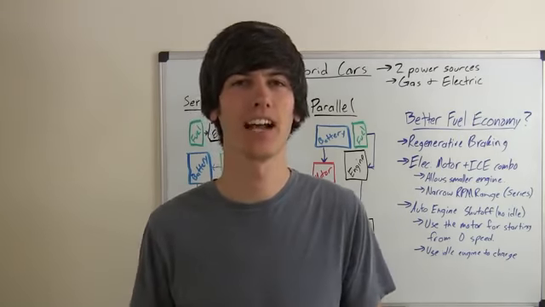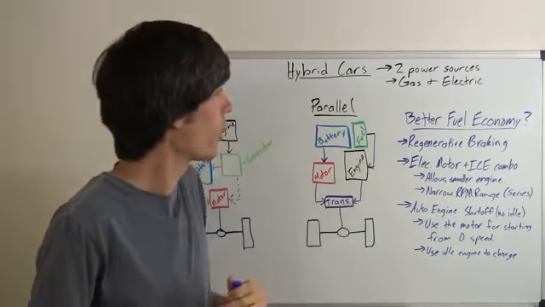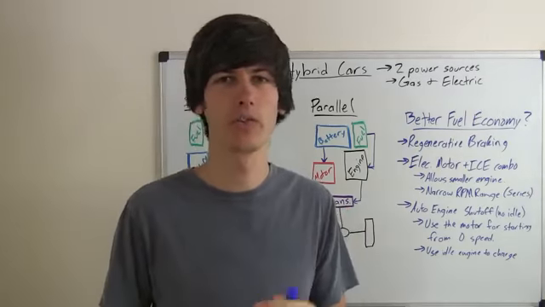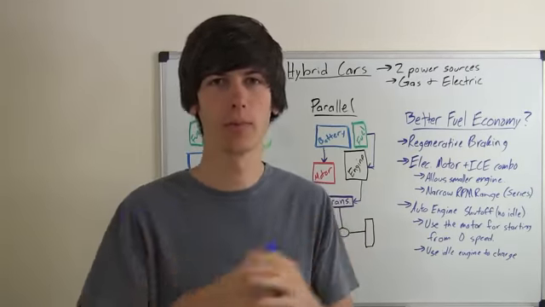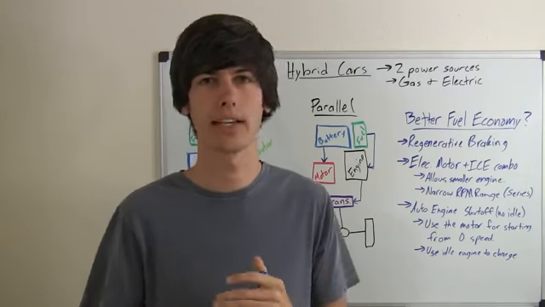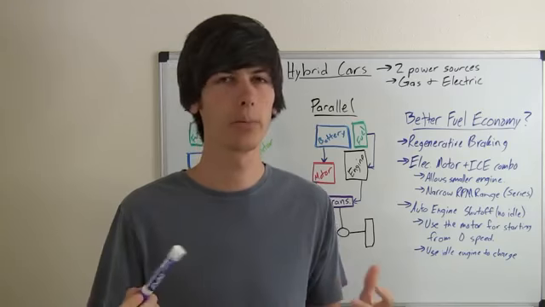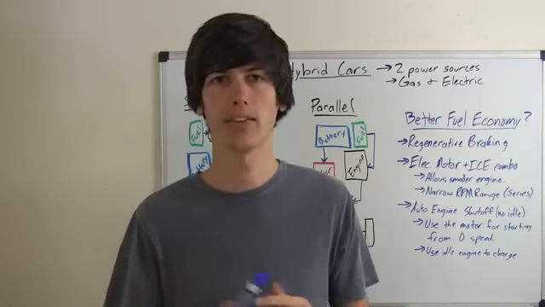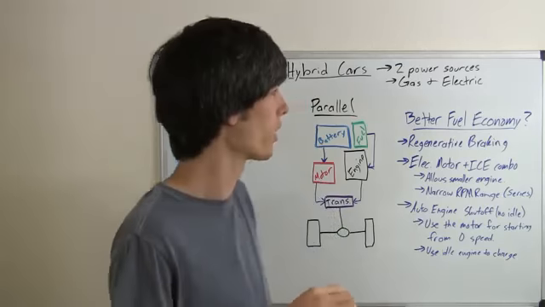Today I'm going to be explaining hybrid cars and how hybrid cars work. So basically a hybrid car is just a car that uses two power sources in order to move itself. The most common form today is basically a gas electric mix, but it could be something else. It could be, for example, diesel electric, or gas hydraulic, or diesel and hydraulic.